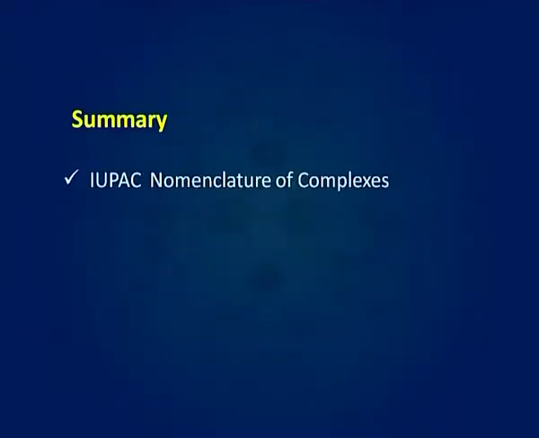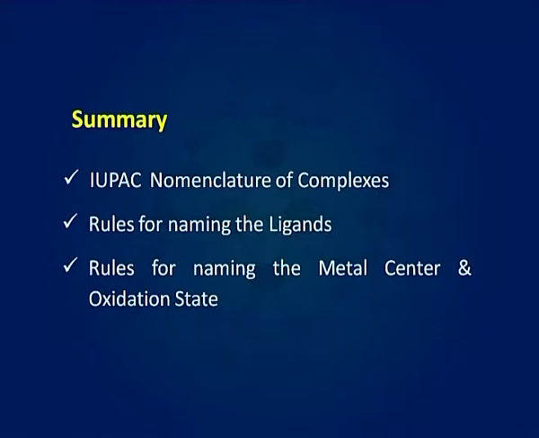At the end of this lecture, let us revise what we have discussed today. In this lecture, we talked about IUPAC nomenclature of complexes, rules for naming the ligands and rules for naming the metal center and oxidation state. In our next lecture, we will discuss writing formulas for the complexes and isomerism.